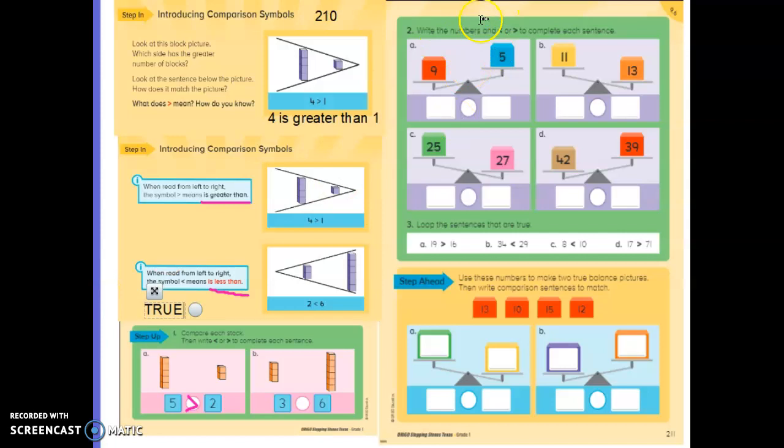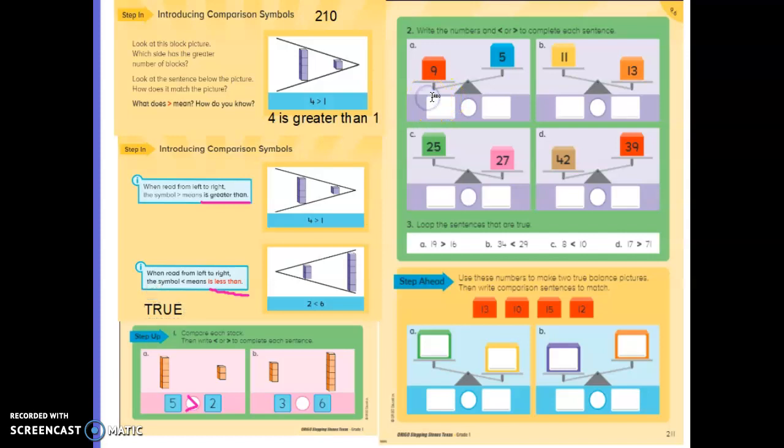Number 2 says write the numbers and the less than or greater than symbol to complete each sentence. So 9 and 5. And this is called a balance scale. So this is telling me that the 9 is heavier. The blocks are different colors, yes. The numbers are different. So the more you have, the heavier it will be. And if it's heavier, then that means it's more, it's greater.